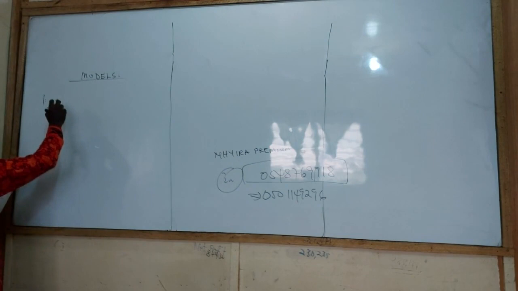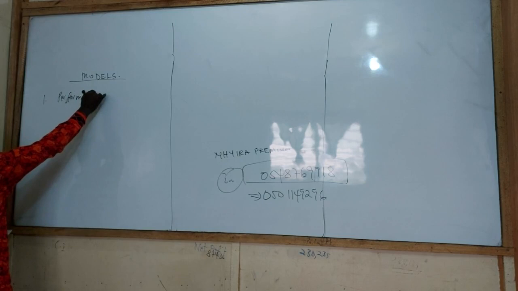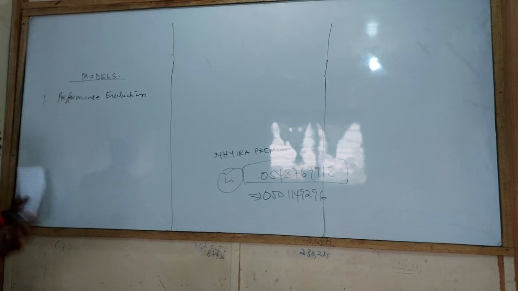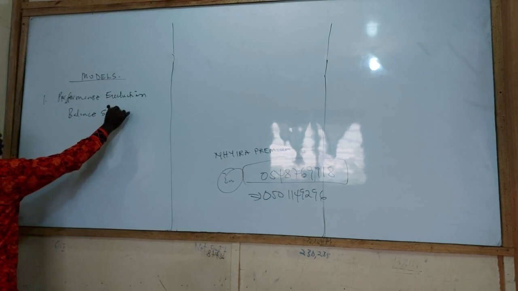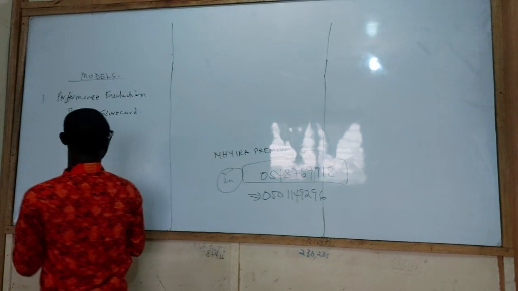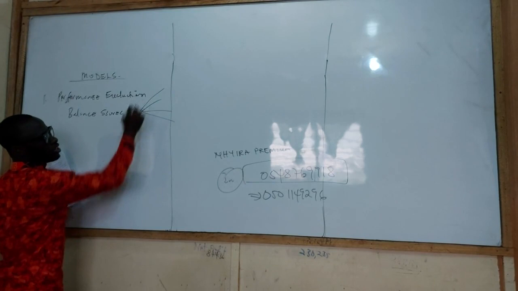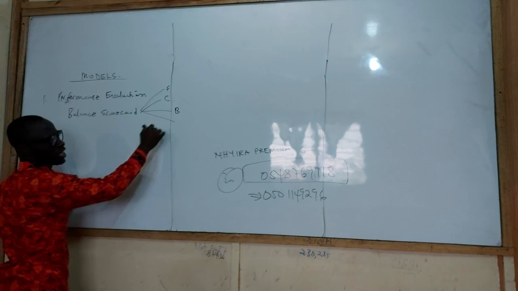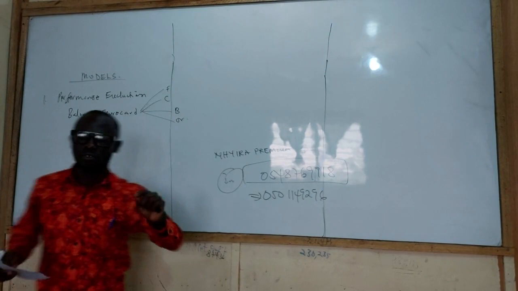The first thing has to do with performance evaluation. With performance evaluation, the key model here is the balanced scorecard by Kaplan and Norton. Now the balanced scorecard is a performance evaluation tool or framework that is used by companies in order to measure performances. So this is where we're looking at the four perspectives of performance evaluation: financial, customer satisfaction, business processes, and then organizational capacity. So that is the first module, and that is about performance evaluation.